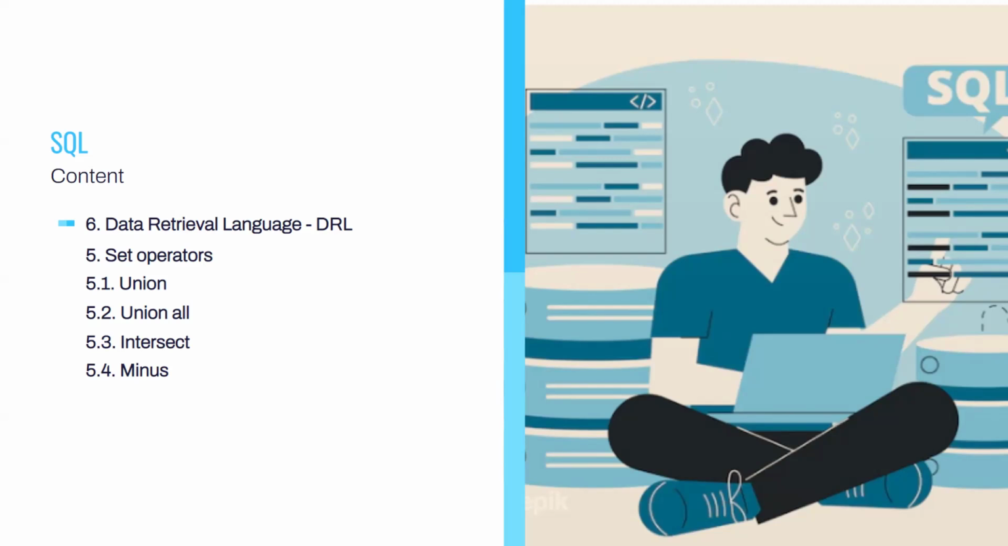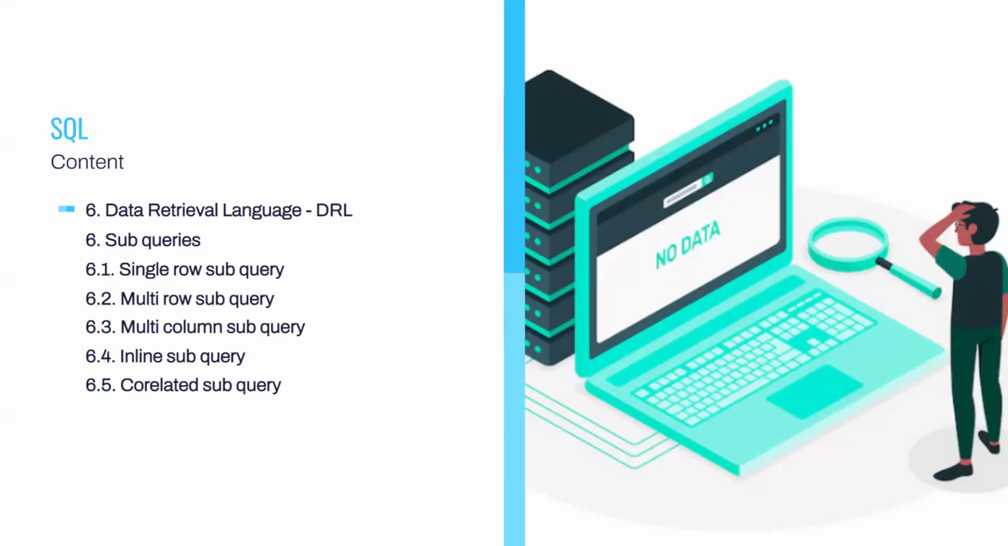Assume both the conditions are true, then what type of operations can we do? We can perform union, union all, intersect, and minus. We will discuss each and everything with practicals when we discuss the set operations session. Then there is one of the most important topics in SQL, that is subqueries.